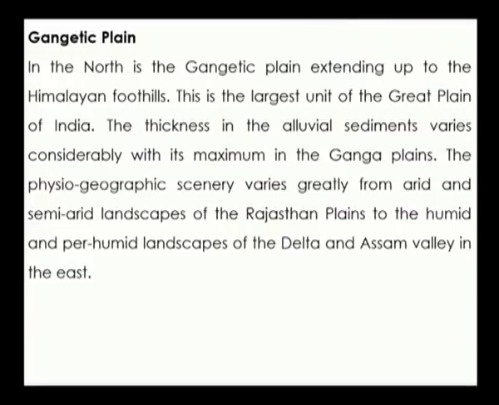The next important zone is the Gangetic Plain. In the north is the Gangetic Plain extending up to the Himalayan foothills. This is the largest unit of the Great Plain of India. The thickness of the alluvial sediments varies considerably, with the maximum being in the Gangetic Plains. The physiogeographic scenery varies greatly from the arid, semi-arid landscapes of the Rajasthan plains to the humid and perhumid landscapes of the Delta and Assam Valley in the east.